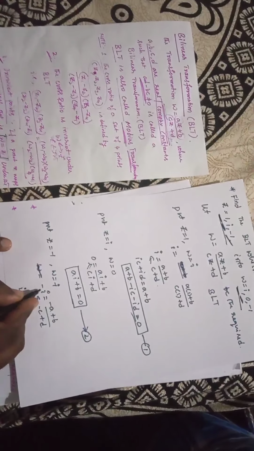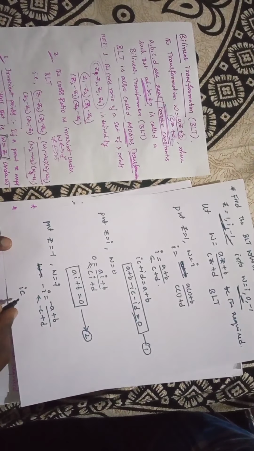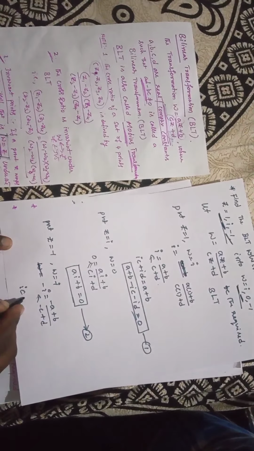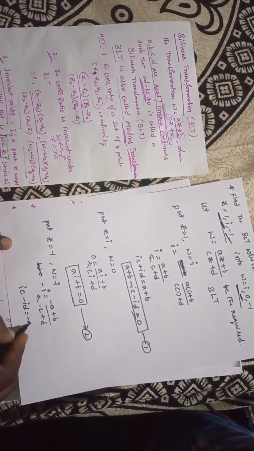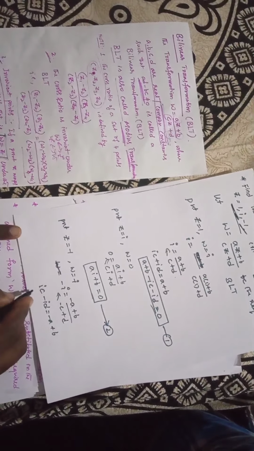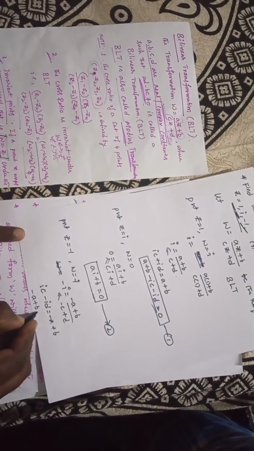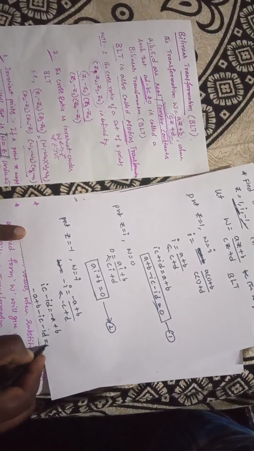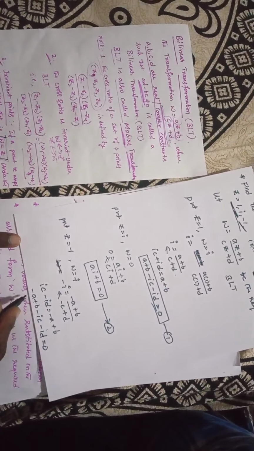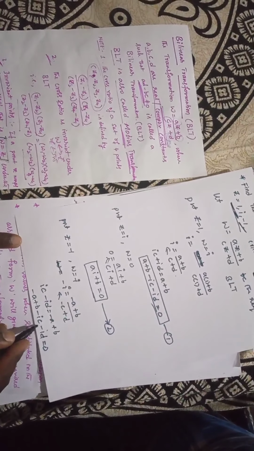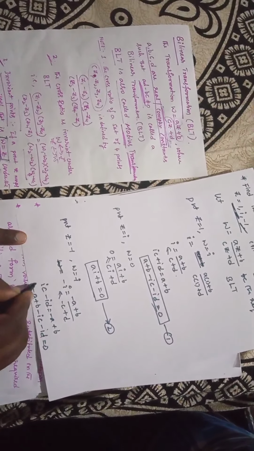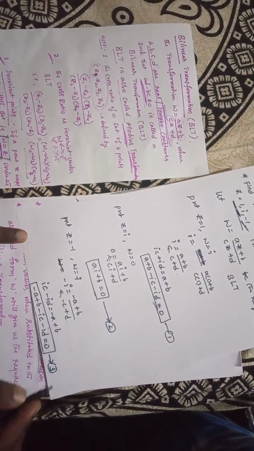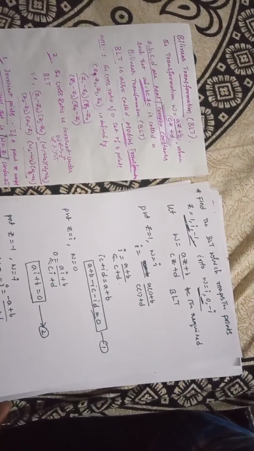Here minus c into minus i gives plus ic, and minus i into d gives minus id, that is equal to minus a plus b. I will rearrange this equation as minus a plus b minus ic minus id equal to 0. Shift this to the RHS. Call it equation number 3.